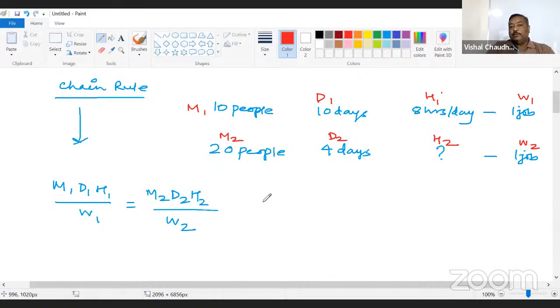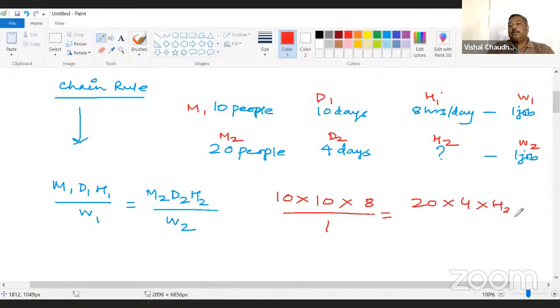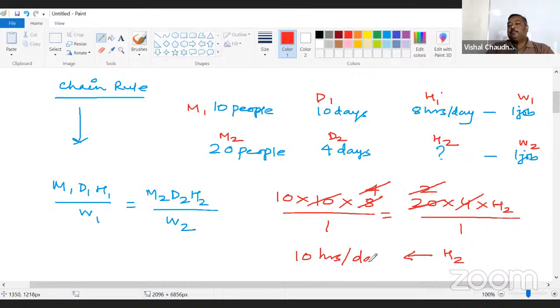So how will we write? 10 people in 10 days, 8 hours per day, they complete one job. So 20 people in 4 days, how many hours per day will they work to complete it? We don't know. So let's solve it. 10 twos are 20, 2 fours are 8, 4 fours... cancelled. So H2 is what? They will work 10 hours per day, then only they are going to finish this job.